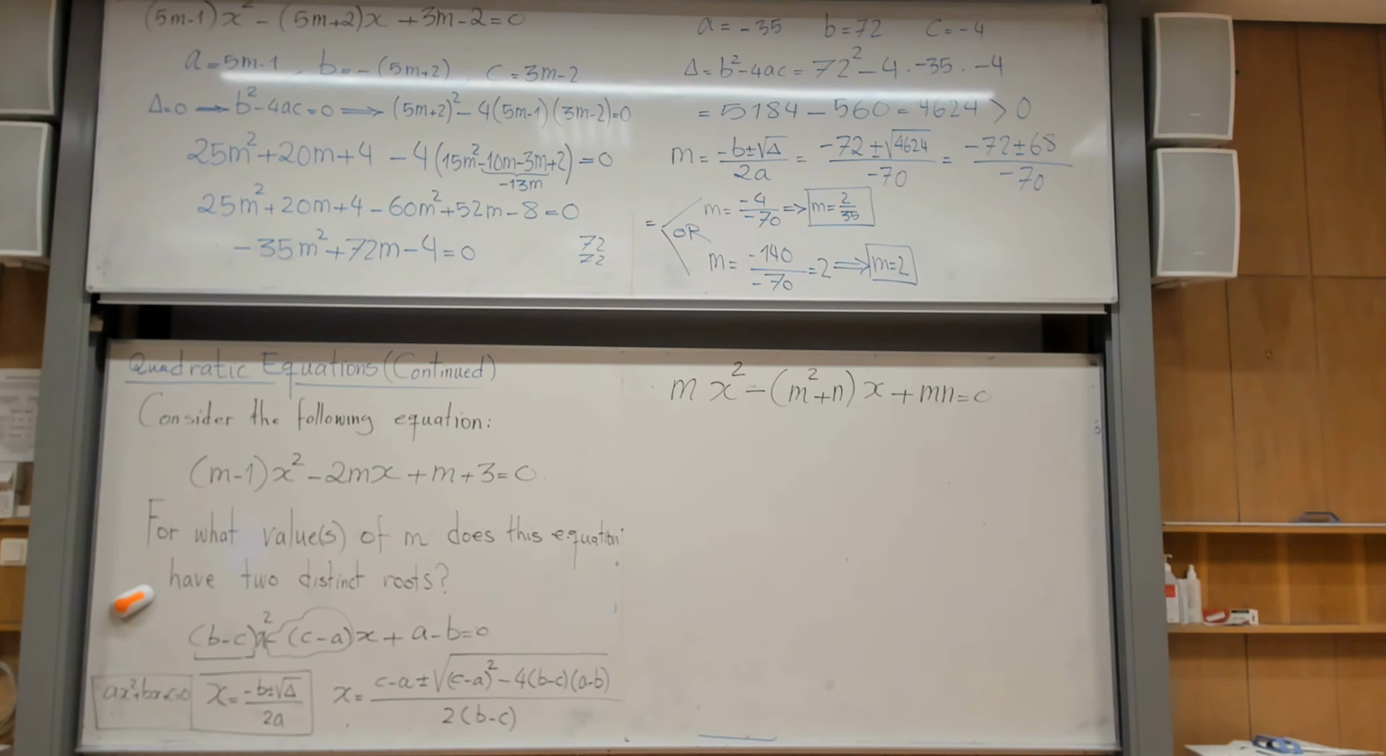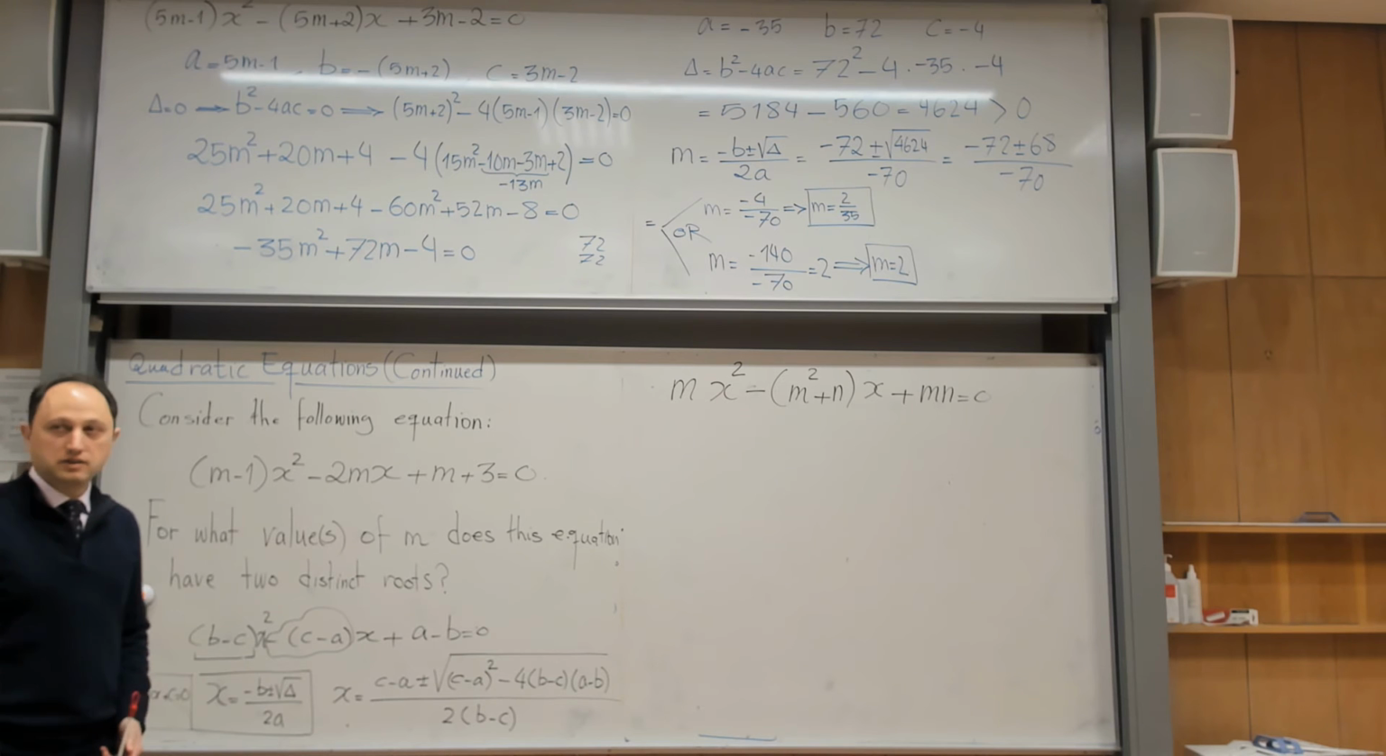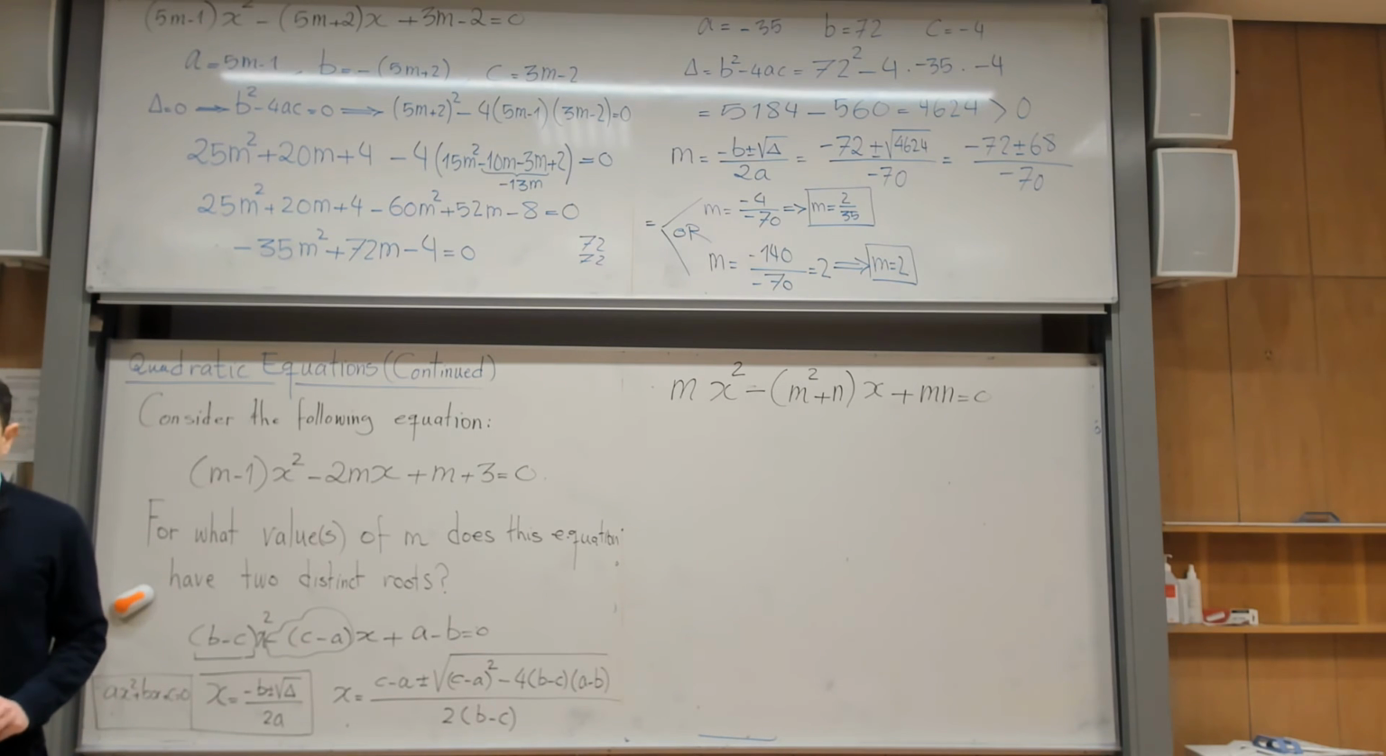Right. If delta becomes negative, it means that there are no roots. There are no solutions. But I don't think that delta for this one becomes negative. Or maybe I have... I think that's reasonable. To be honest, I think that's reasonable.